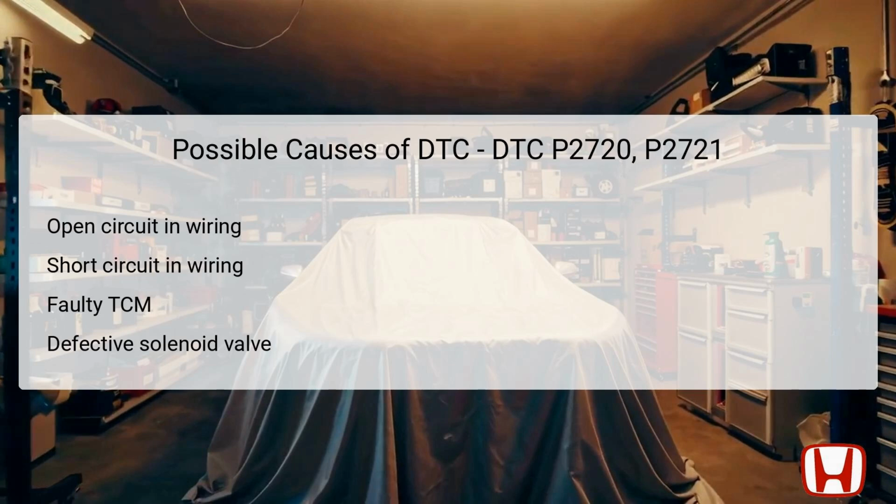Several possible causes can lead to the activation of DTC P2720 and P2721. One common cause is an open circuit within the wiring harness connected to the CVT lockup clutch control solenoid valve, which prevents the flow of current necessary for its operation. Alternatively, a short circuit in the wiring could lead to an excessive current situation, which is characterized by DTC P2721. Furthermore, the TCM itself may become faulty or non-functional, resulting in improper voltage signals being sent to the solenoid.